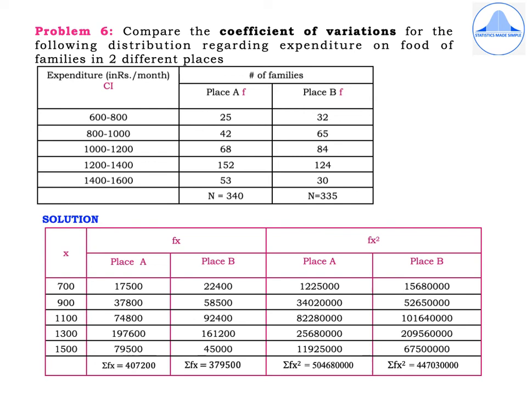Under solution, form a table which has the columns X, that is the midpoints, and the values are 700, 900, 1100, 1300 and 1500. Then find out Fx for place A and place B, and also calculate Fx square for place A and place B. And then calculate all their totals. That is, you have to find out summation Fx values for place A and place B and summation Fx square values for place A and place B. As the values are very large, I will not read out the values. You can check the values from the screen.